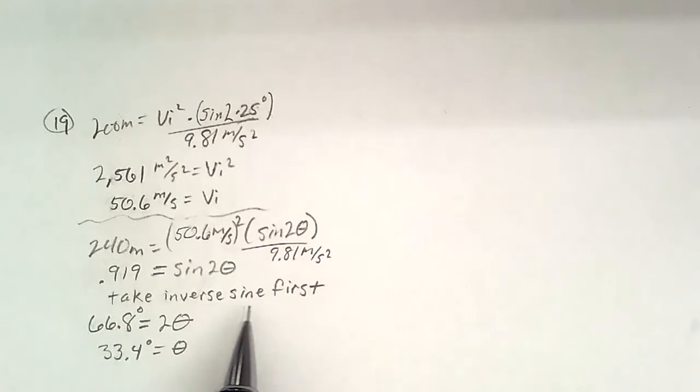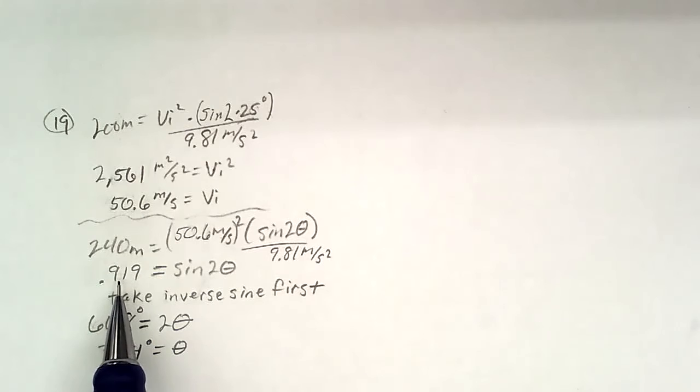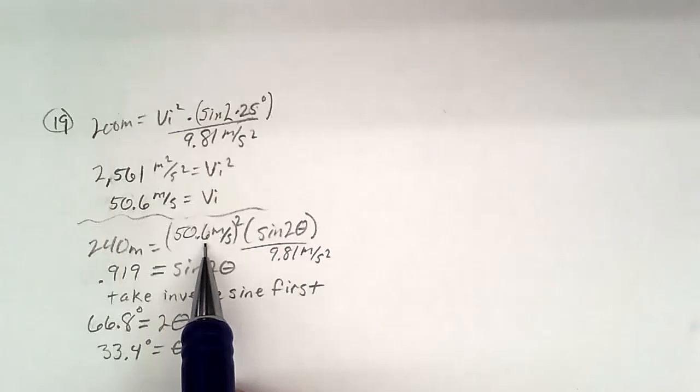Now, take the inverse sine first. Some people would say arc sine, inverse sine. On your calculator, you may have inverse, second, or shift, and then I would put answer because I assume that's already there. So you're going to take inverse sine of 0.919, and I got 66.8. But that is equal to double the angle. So then divide by 2, and we get the angle that is theta. And that's the angle he has to change to if he's going to go 240 meters with the ball using the same speed of the ball off the foot.